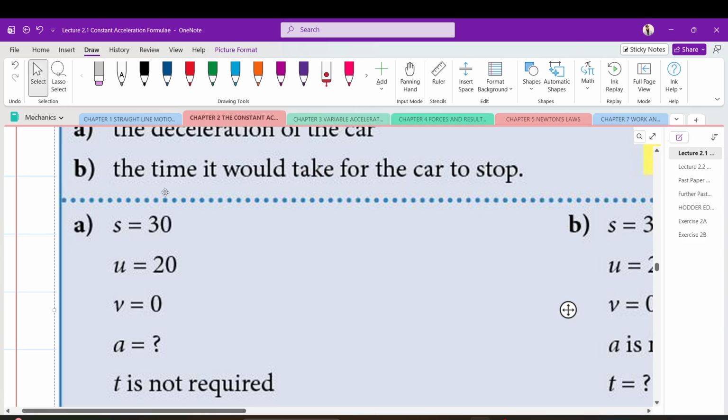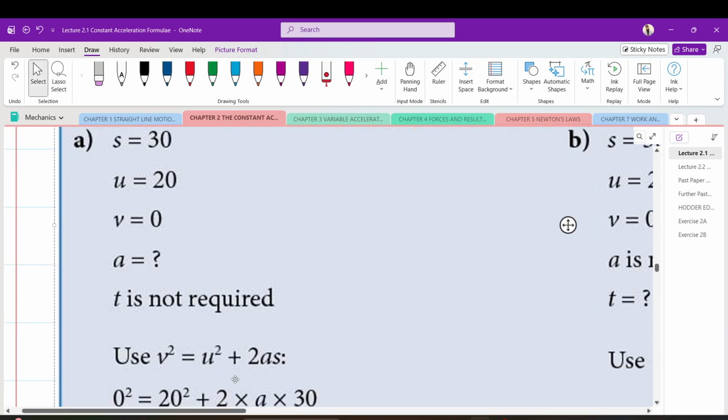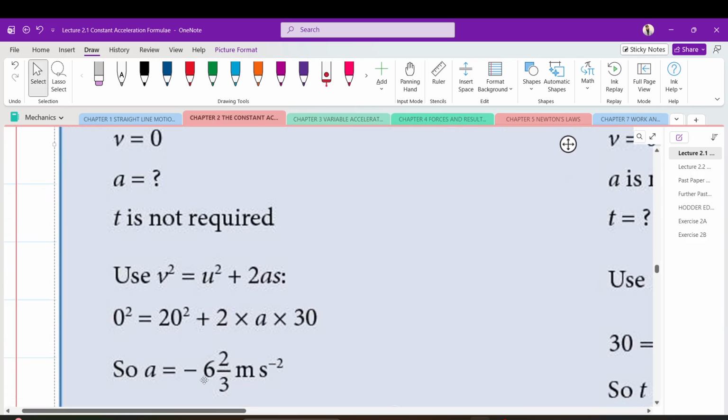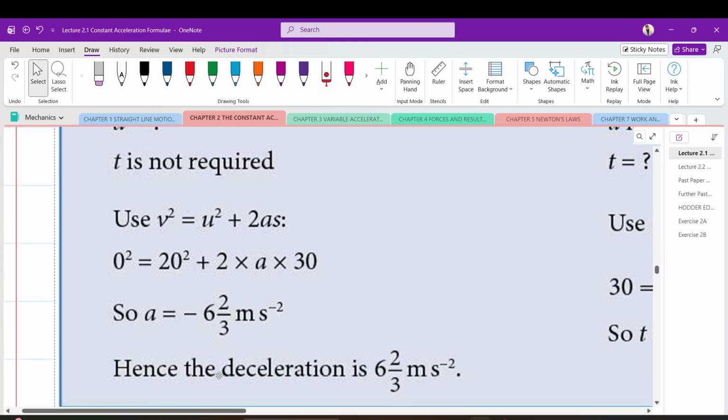So v square equals u square plus 2as, and you will get your answer as minus 62/3. And it's quite obvious why you're getting an answer in negative, because the brakes were applied. So acceleration is going to be negative. But the question was about deceleration, so we're only going to consider the magnitude. Therefore deceleration is 62/3.